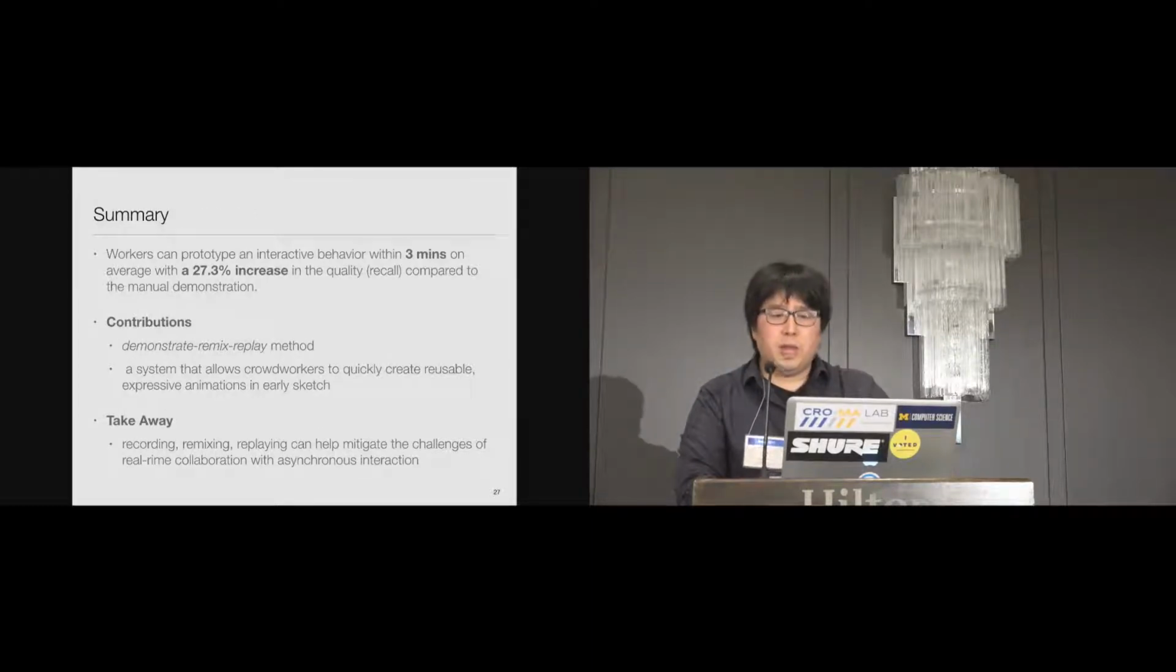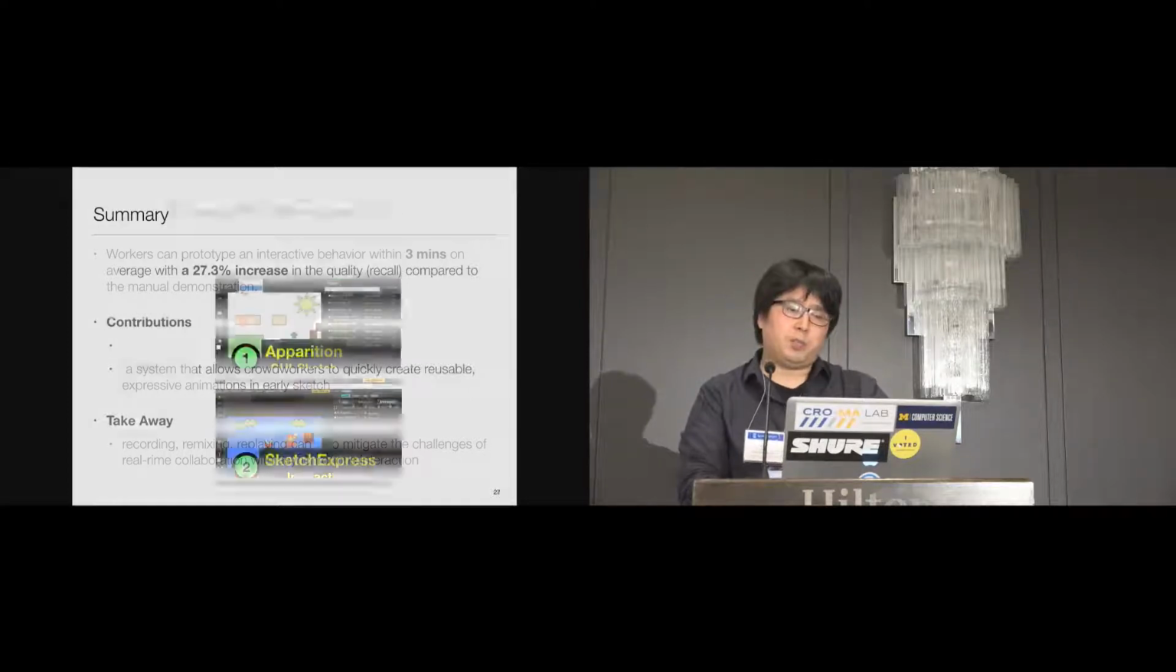In summary, the lab study reports that the crowd workers can prototype an interactive behavior within 3 minutes, on average, with a 27.3% gain in recall compared to the baseline condition. Our contribution will be the demonstrate, remix, and replay method, which can be used in any kind of relevant software, and the system that allows crowd workers to create interactive behaviors. One takeaway of the study is that we can mitigate the challenge of real-time collaboration, ironically by bringing some asynchronous interaction technique, such as recording, replaying, or remixing, which release the real-time pressure.